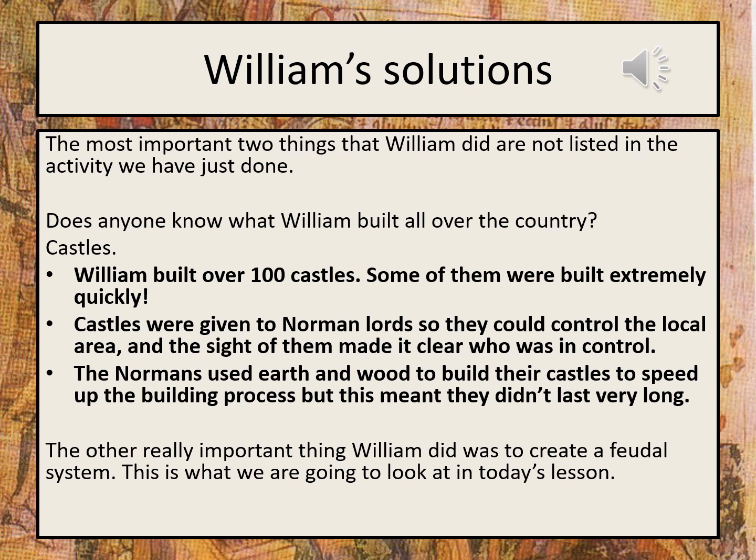The Normans used earth and wood to build their castles to speed up the building process, but this meant they didn't last very long. The other really important thing that William did was to create a feudal system. This is what we are going to look at in today's lesson.